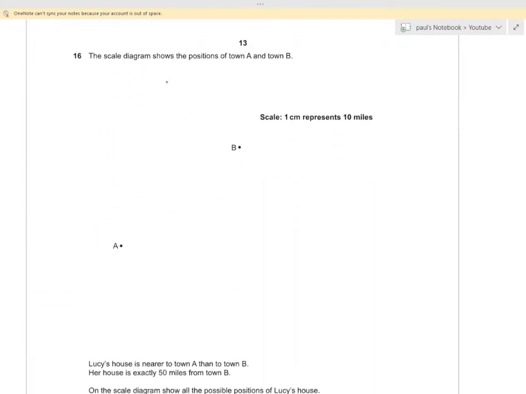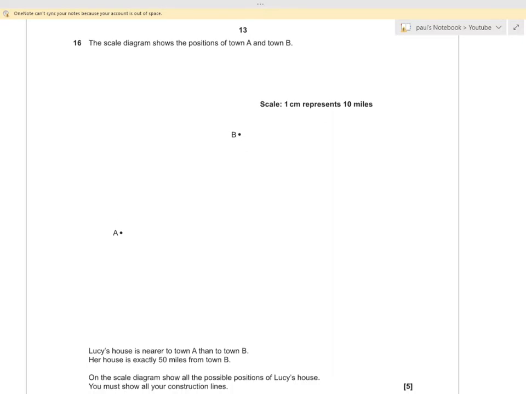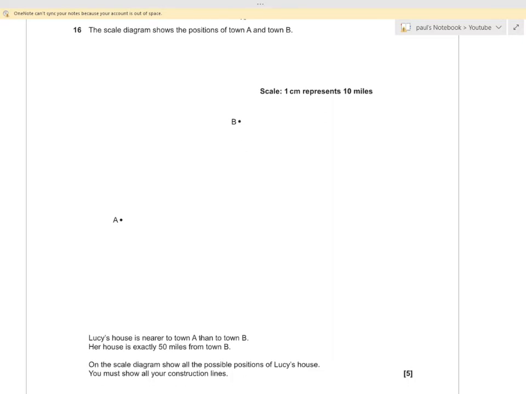The scale on the diagram shows the position of A and B. 1 centimetre is 10 miles. Lucy's house is nearer to town A than B, and this is a construction. Okay, so we need a line. So you get your compass, get the point and do a mark there, from there. Turn it round and do the same there. So you've got 2 reference points.